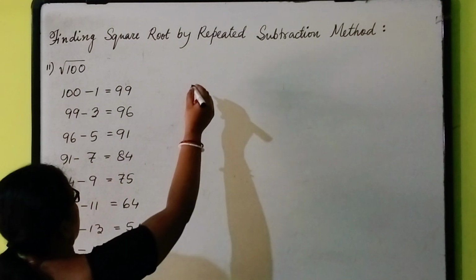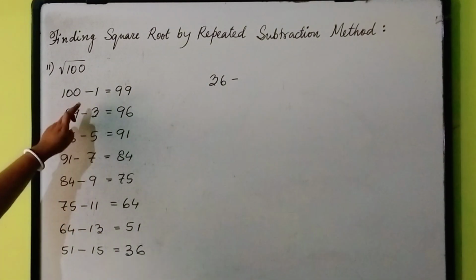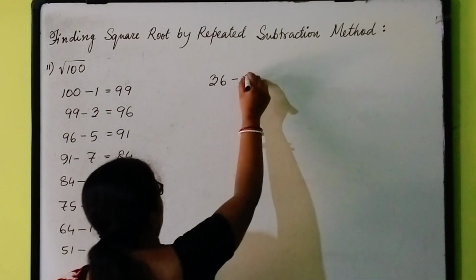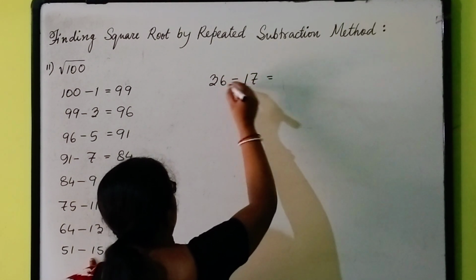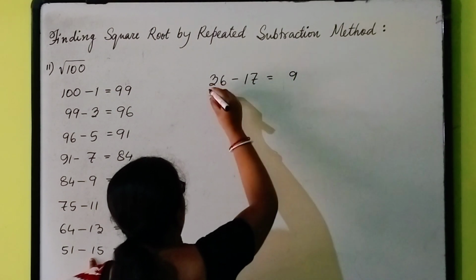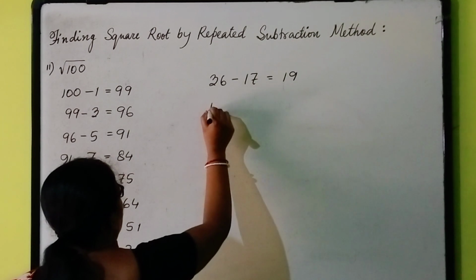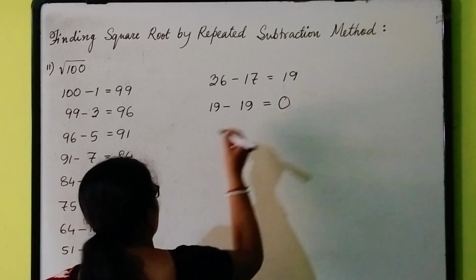Okay. Let me come here. Now 36 minus how much? After 15, see 1, 3, 5, 7, 9, 11, 13, 15. Then 17. Is it? Yes. Now 19 minus 17, 2. Then 19. Yes. Then 19 minus 19. It is your 0. You have to stop here.